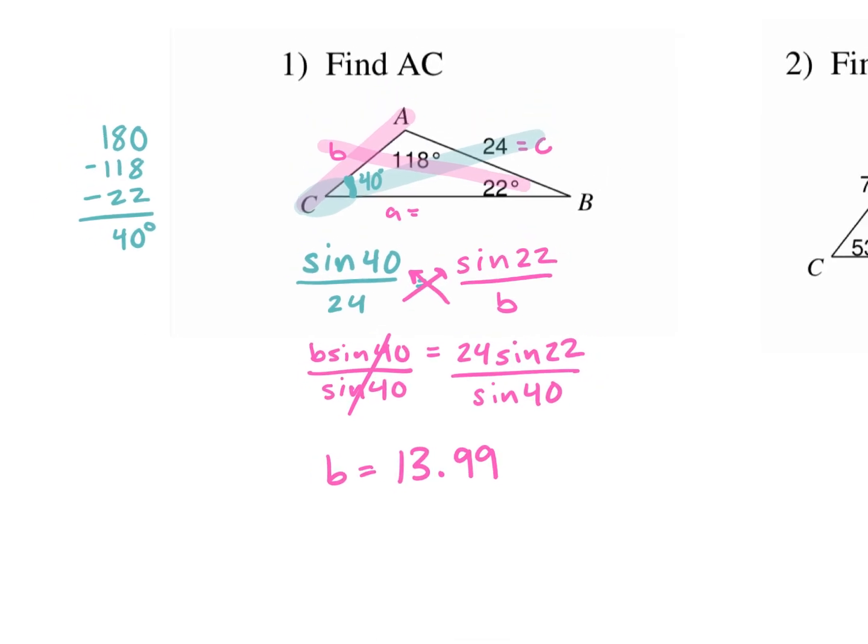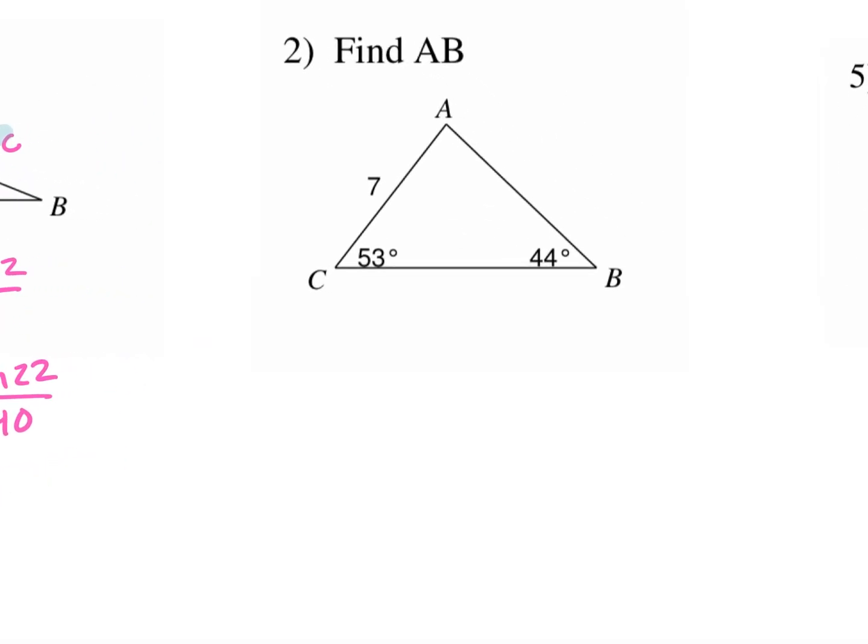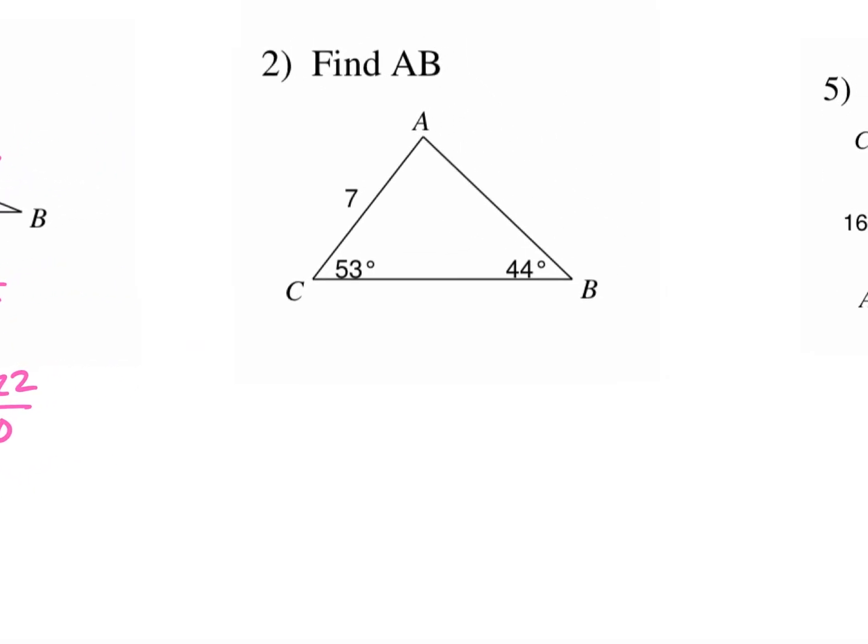All right, let's do number 2. So here it says to find AB. So we're looking for this side here. If you want to call it X, or if you want to call it side C, you can, because it's opposite of angle C. Do we have a pair that we can start with? Do we have side A and angle A, or side B and angle B? Do we have a pair of opposites? We've got side B and angle B. So that's going to be the proportion that we start with.